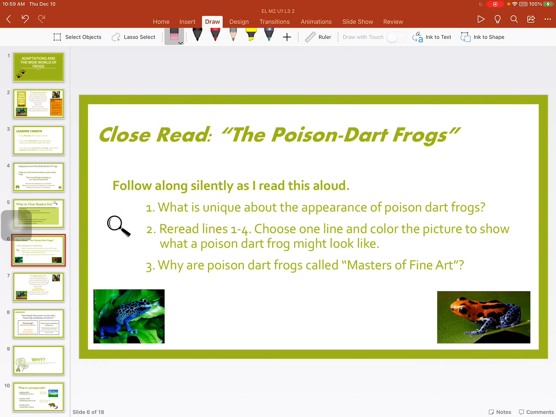All right, close read The Poisoned Dart Frogs. Follow along as I read this aloud. And I want you to think, what is unique about the appearance of poisoned dart frogs?